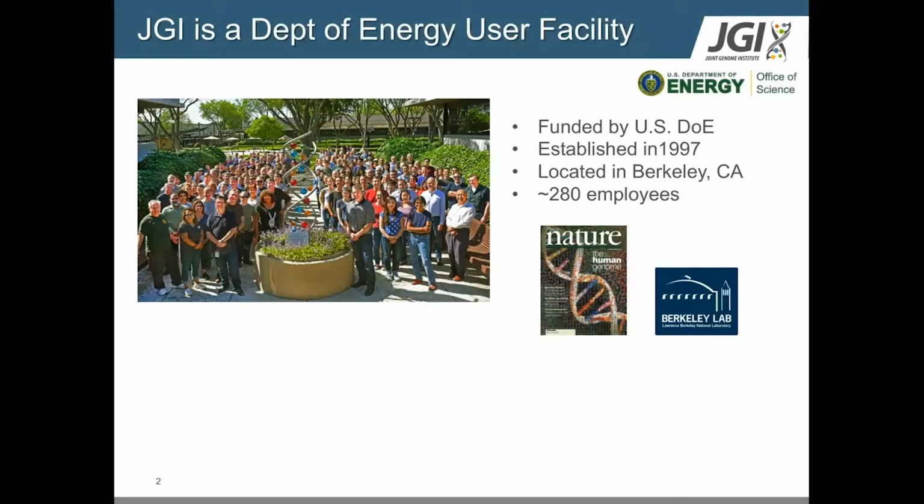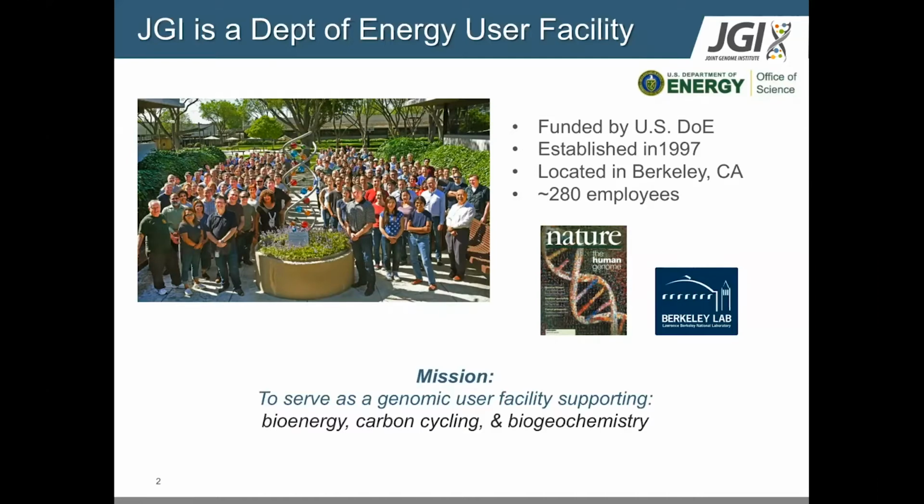So the JGI itself was established during the time of the Human Genome Project. They were actually responsible for 3 of the chromosomes as part of the Human Genome effort, and they were established in 1997 and currently located at the Lawrence Berkeley National Lab in Berkeley, California, and we have 280 employees. So our mission is to serve as a genomics focused user facility supporting DOE mission areas, which is bioenergy, carbon cycling, and biogeochemistry.